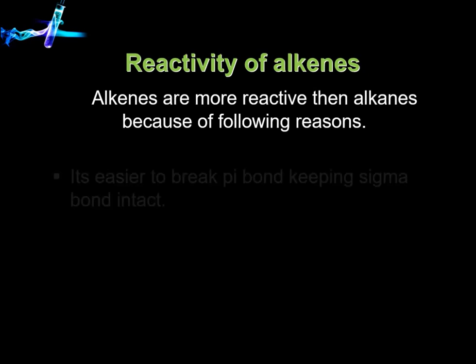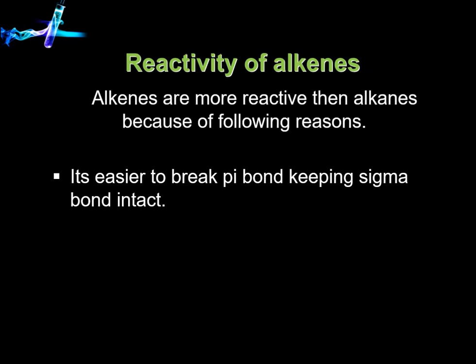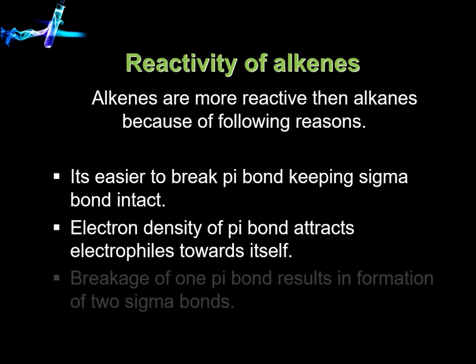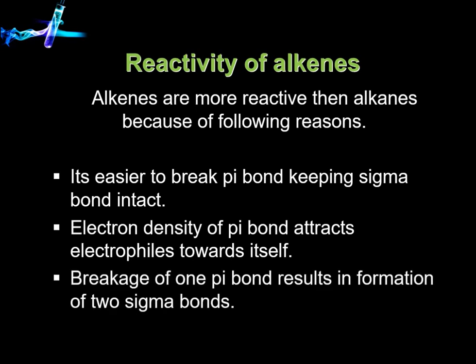The reason for the reactivity of alkenes is that it is easier to break the pi bond while the sigma bond remains intact, and the pi electronic cloud is present above and below the carbon atoms, which can be attacked very easily by electrophiles. The electron density of the pi bond attracts the electrophile towards itself, making the reaction easy. When one pi bond is broken, it results in the formation of two sigma bonds. Two new bonds are usually made in this way.